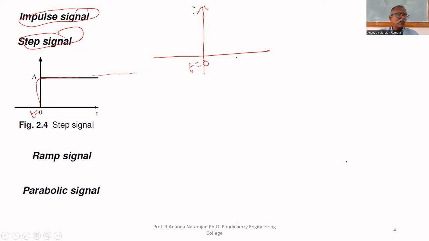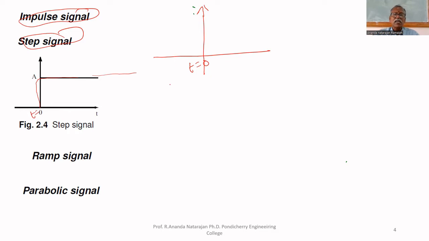When you give a hammer blow, at t equal to 0, the energy content in the hammer is transferred to that body at t equal to 0. After that, no input. Hammer blow is an example. That is called impulse input.